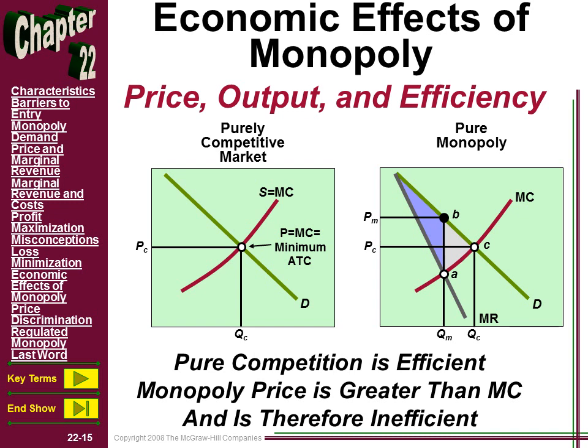Why? Because they're not producing as much as society would otherwise desire. Society wants enough resources allocated to the production of this product or service to produce the QC level of output. But the monopolist is restricting output to QM, right? Plus, the firm is going to charge a price above what would happen in a competitive situation. Price is above marginal cost, right? So therefore, this firm is definitely not achieving productive efficiency.